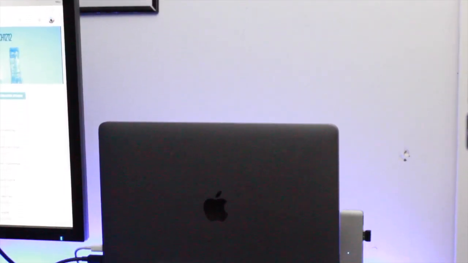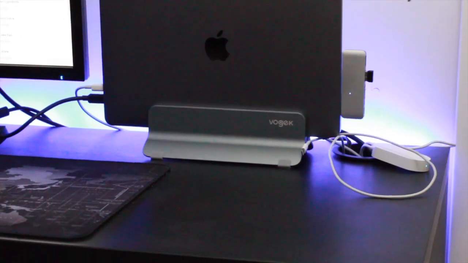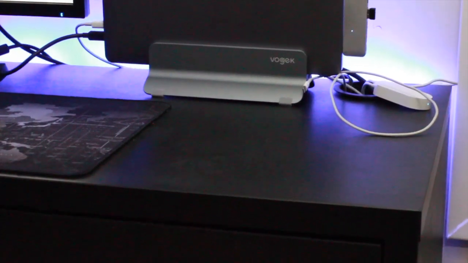Today, we will be looking into the vertical laptop stand by Vogek and why it could be the best vertical laptop stand for your laptop. Let's check it out.